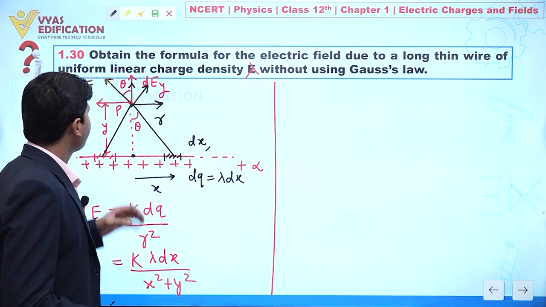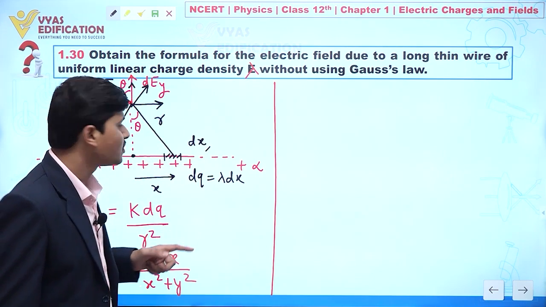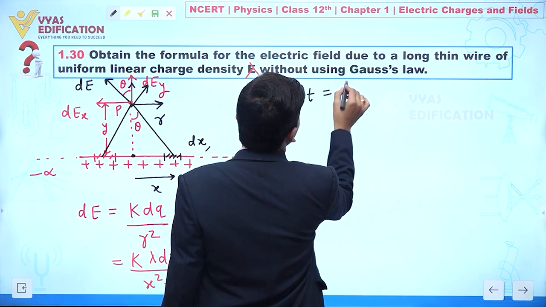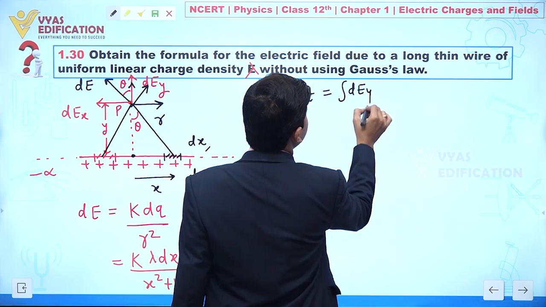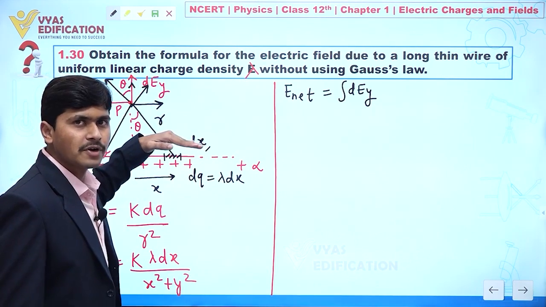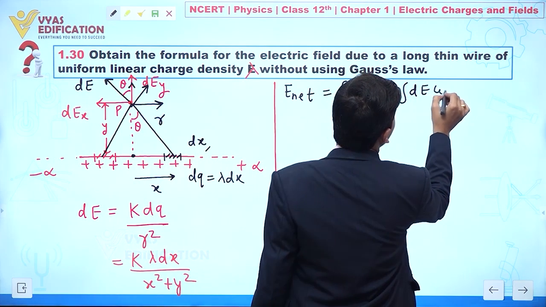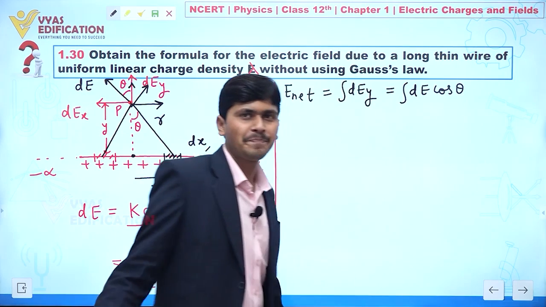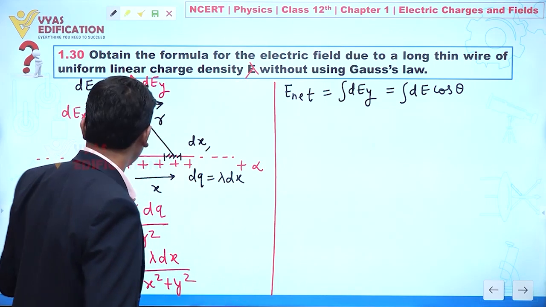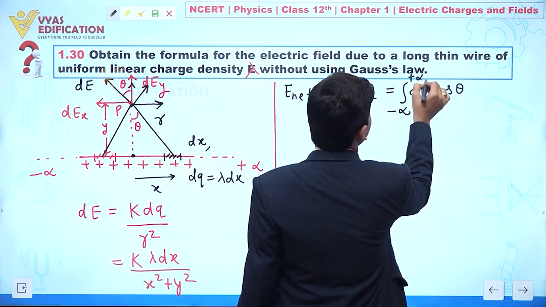Why? Because the magnitude is the same. You can calculate, the magnitude is the same but the direction is opposite. So if we find the net electric field, we will always find it in the y direction. So we can write dEy. If we are taking the component of dE in this direction, we can say this is equal to the integral of dE cos theta. What about the limit? Because this is a very long wire, we are taking the limit from minus infinity to plus infinity.